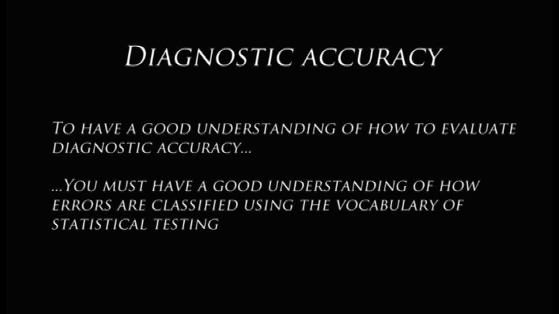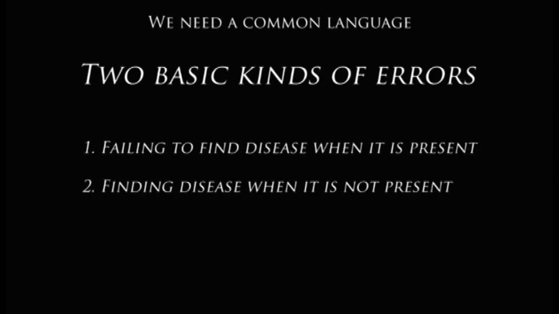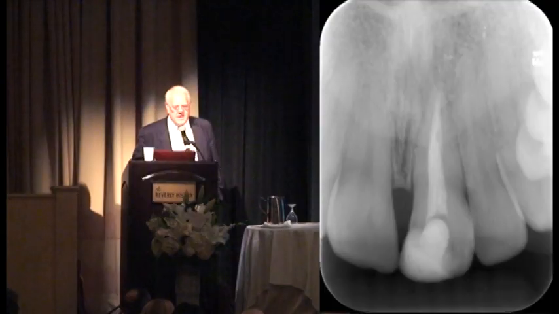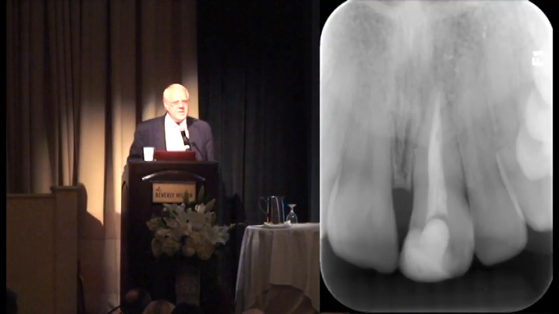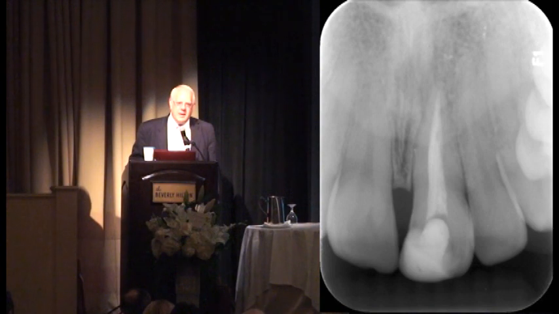So we're going to go into the types of things that Steve talked about this morning. There are basically two kinds of errors that you can make, and they're different. The first is failing to find disease when it's present. The second is finding disease when it's not present. Those are two different errors. Not one error, two errors. So what kind of error was this on Cindy's case? There was disease there, but I didn't find it, right? That's one kind of error.